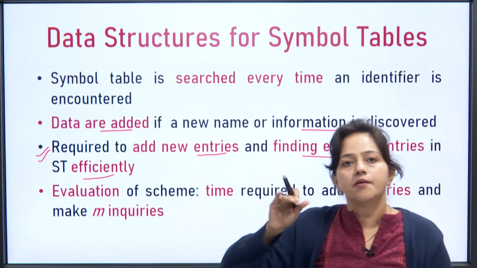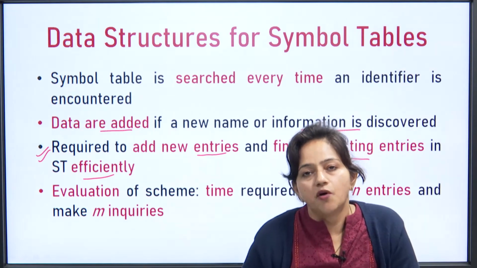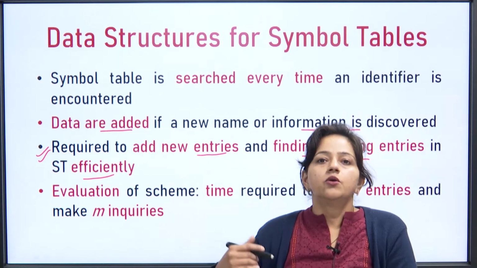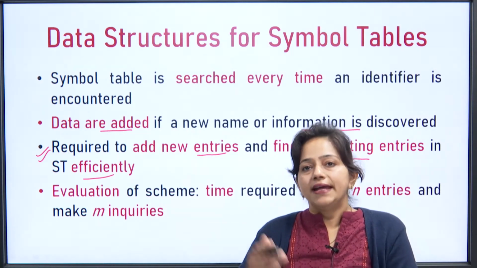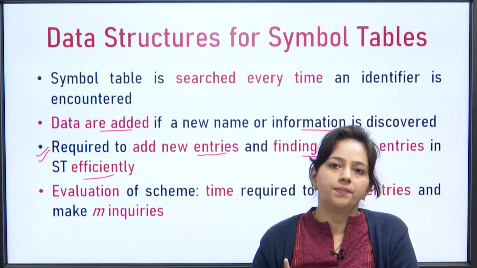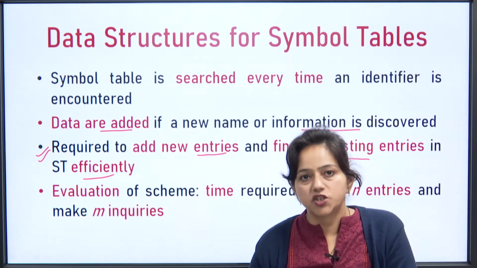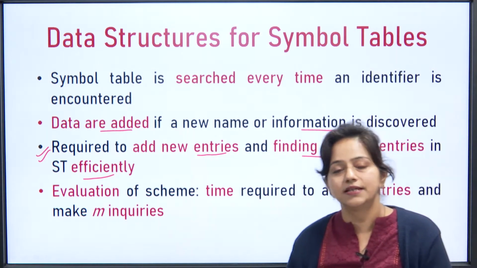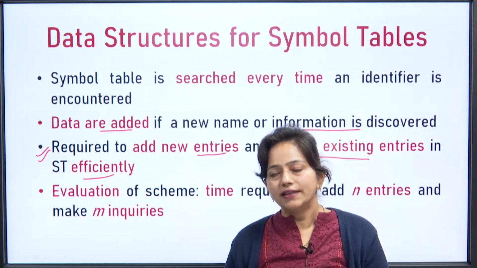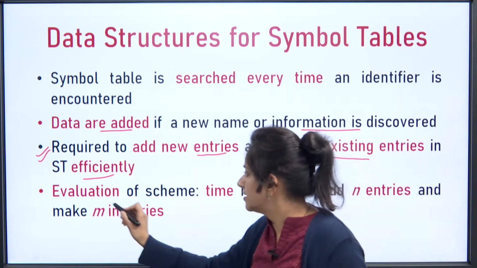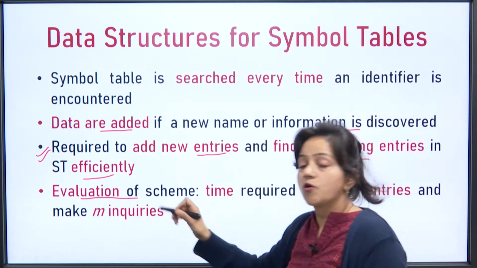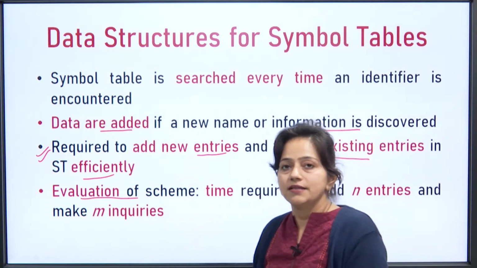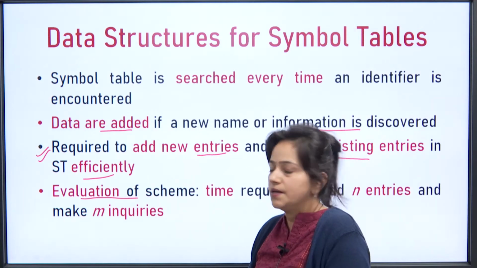Here we try to perform operations efficiently, and the major operations required are to add a new entry or to find existing entries. So these two operations we want to do very efficiently, and there are various types of data structures that we will discuss in today's class. For these data structures we will analyze the complexity while designing the symbol table implementation.